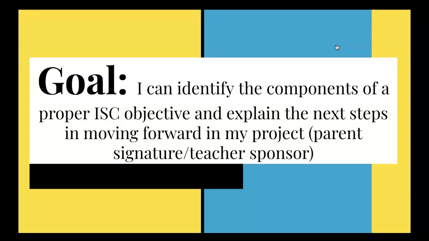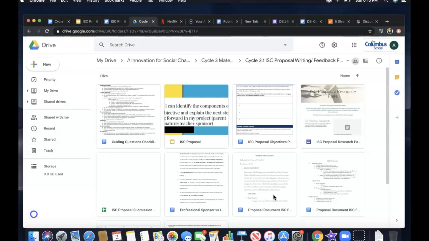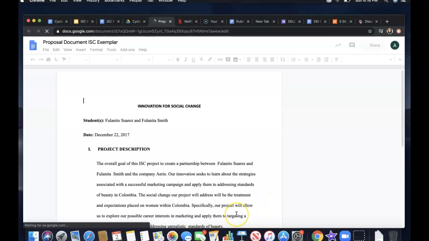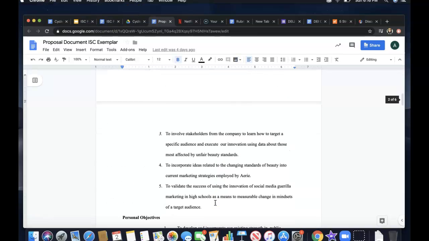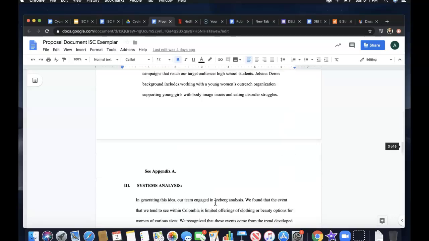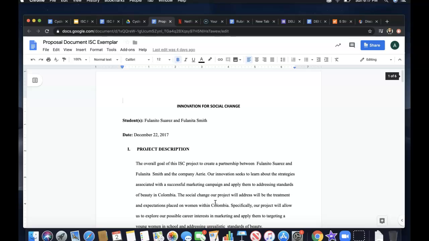So this document that the students are now going to be working on is this proposal document. Sorry, it's this one. This is a sample exemplar that they'll have access to, which they'll look over on day two, but this is the document that they're all working on, this final proposal.